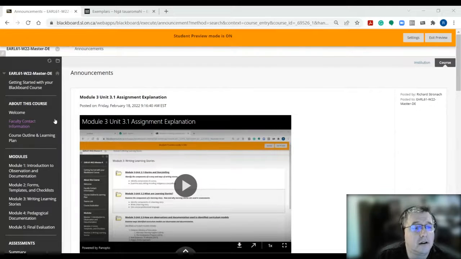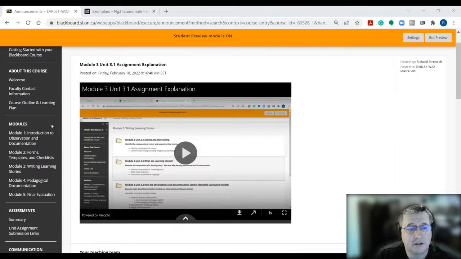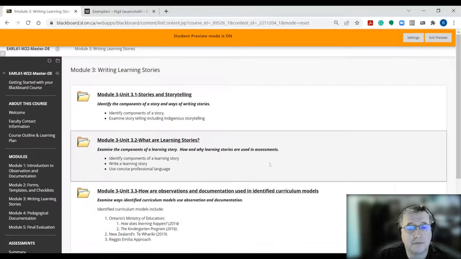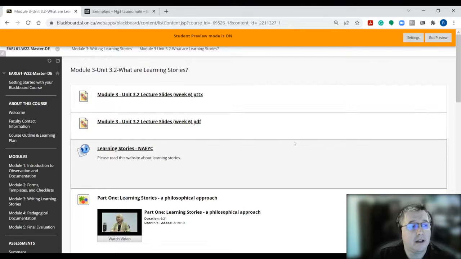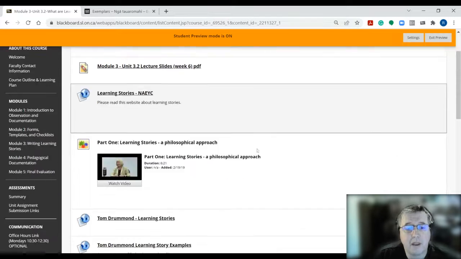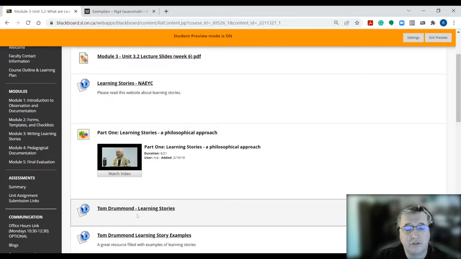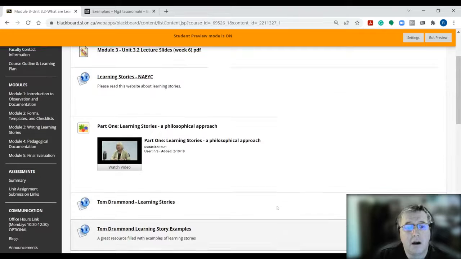Good day. I'm going to be going over your Module 3, Unit 3.2 assignment, which is discussing the learning stories. I do want to go over the learning stories to make sure everybody understands exactly what I'm looking for with regards to the learning story itself. Please go through the lecture slides and the assigned readings through the different links. Okay, so take a look at those.